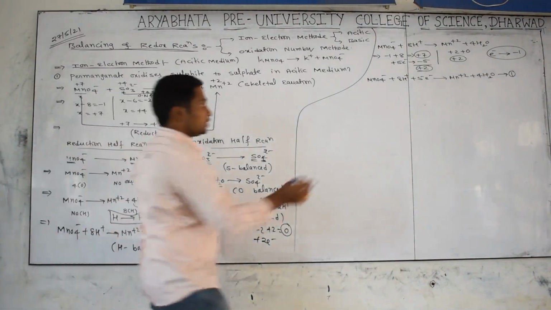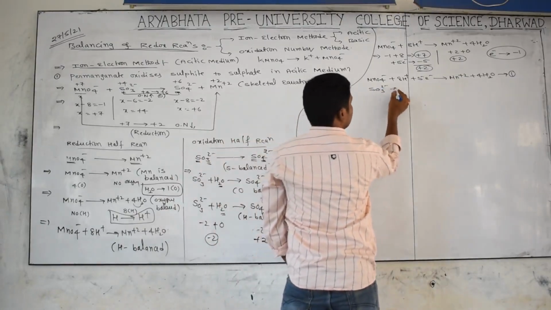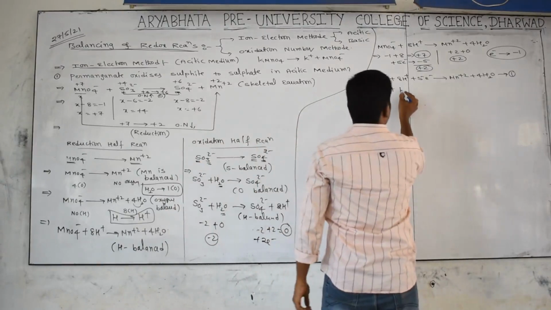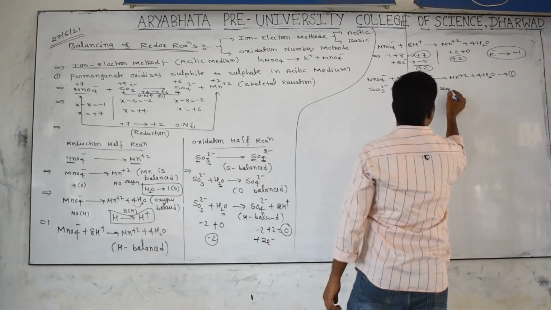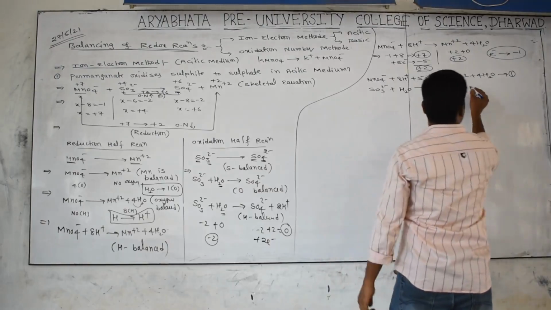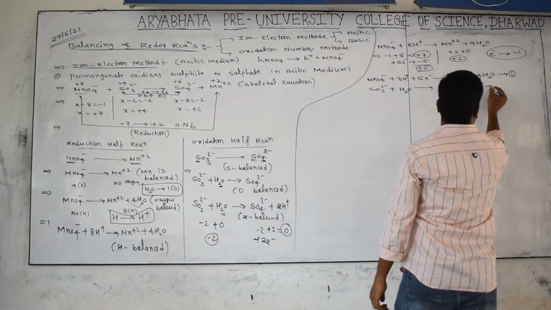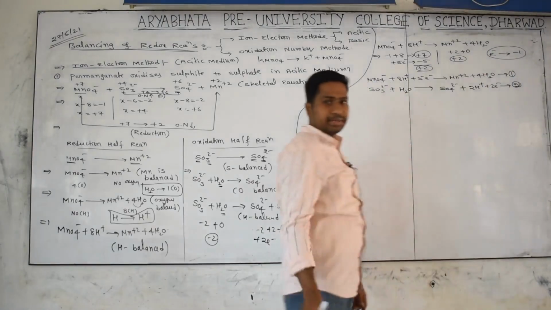Write down, after correction, what we are getting here: SO3 2 minus plus H2O gives rise to what? SO4 2 minus plus 2H plus plus 2 electrons. This is equation number 2.